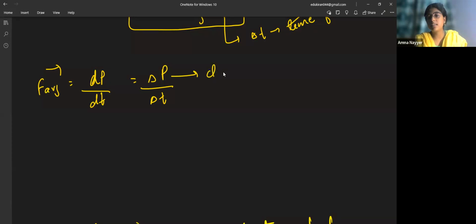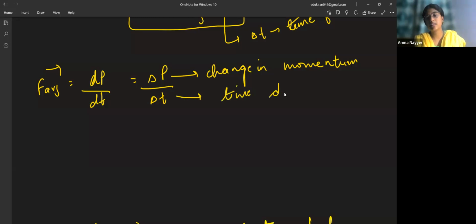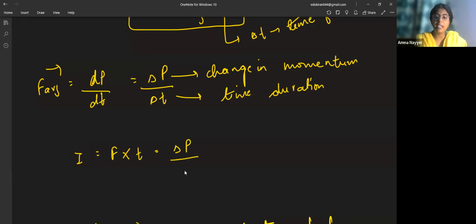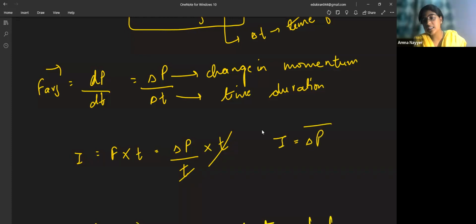But what still remains is the change in momentum. And what is this? Time duration, right? Time duration. ठीक है? Up to here, change in momentum by time duration. Now, what will be the effect on impulse? Impulse is already force into time. And what is force? Delta P by T, into T. So impulse is exactly the change in momentum.